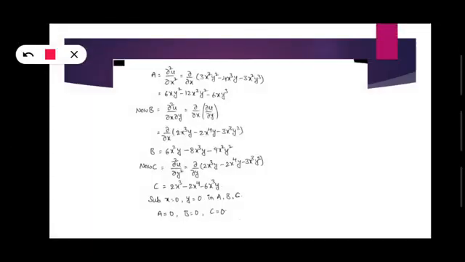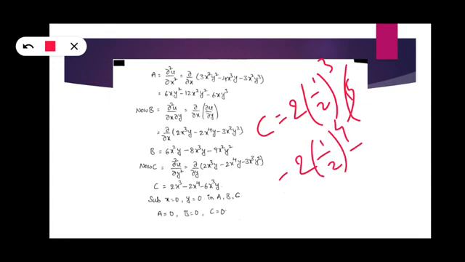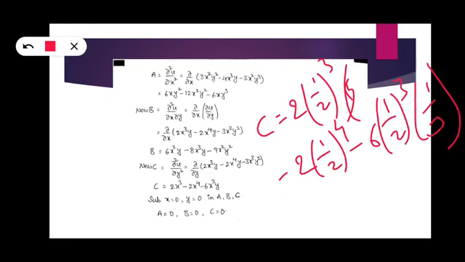Now we see about the value of c. c is equal to 2x cube, which means 2 into 1 by 2 whole cube. Next, 2c is equal to 2x cube minus 2x power 4. So minus 2 into x power 4, that means 1 by 2 whole power 4, minus 6 into x cube. X cube means 1 by 2 whole cube into 1/3.